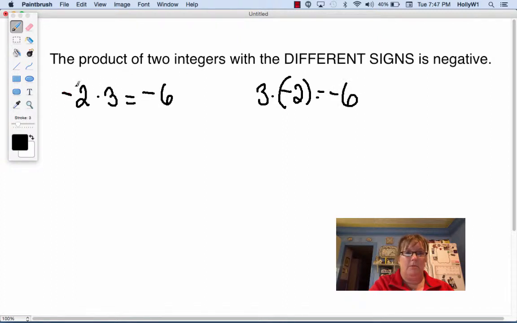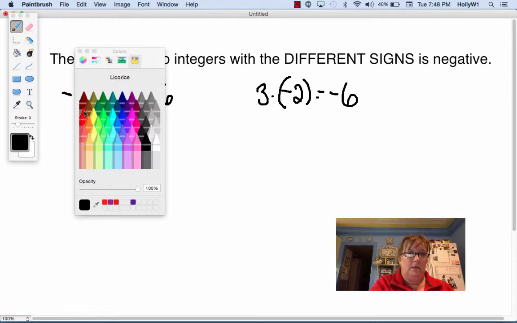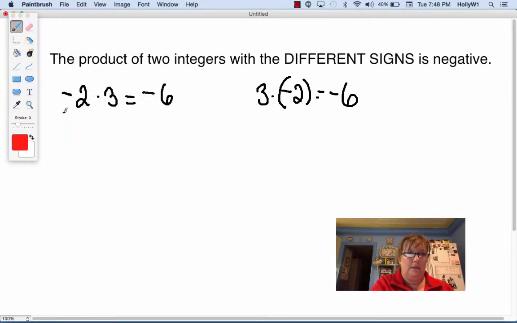In this case, we're saying there are three groups of negative 2. And since multiplication is commutative, you can change this around. So you can think of it as three groups of negative 2's. Again, if we note that the signs in this case are different, the first one is negative and the second one is positive, so we have different signs, and we end up with a negative product.